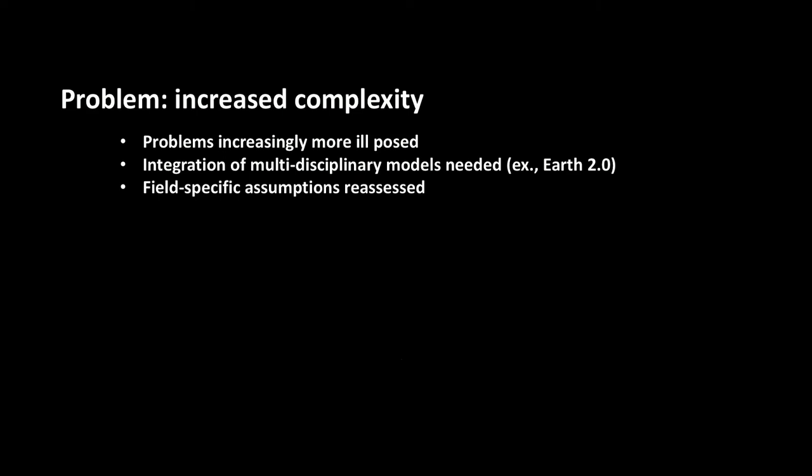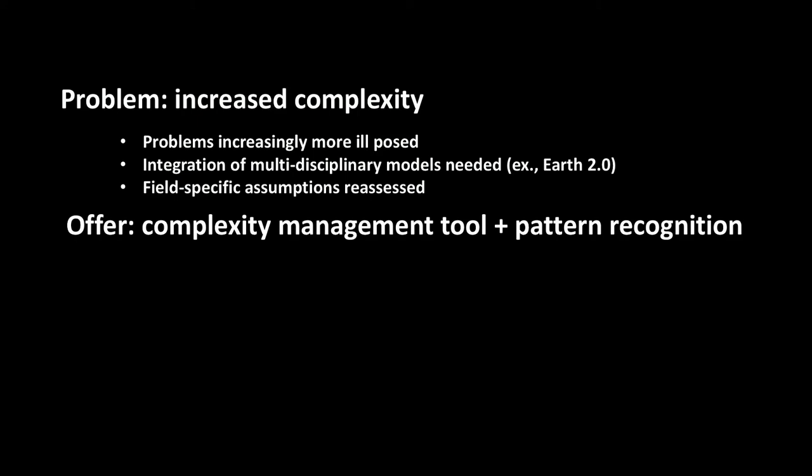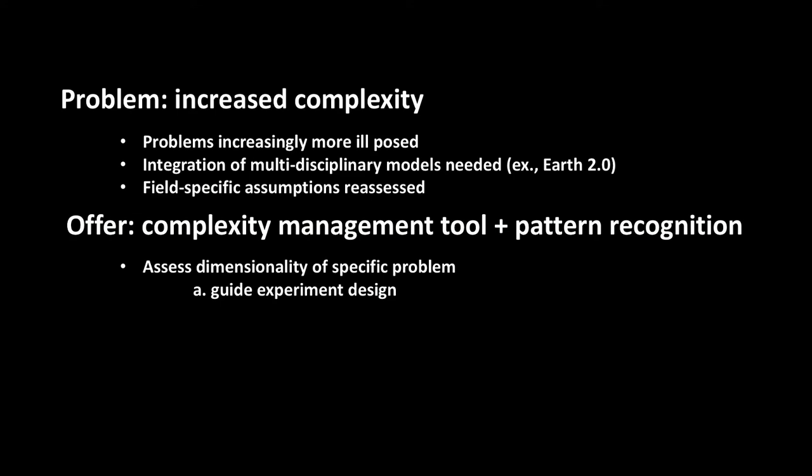And in order to reassess all the assumptions that have been made in one field, to understand how they propagate in such gigantic models, we will benefit from deep learning and data science, because this is an excellent complexity management tool that also allows for pattern recognition. We could use this to assess the dimensionality of specific problems. We could have something like Earth 2.0 but ask one question, such as: how does the increase of this gas in a planet like Earth affect this specific parameter? Understanding the dimensionality of that problem will help us guide the experiment design to answer such a question, but also help us get to robust insight because we have assessed all the potential aspects of the answer to that question.